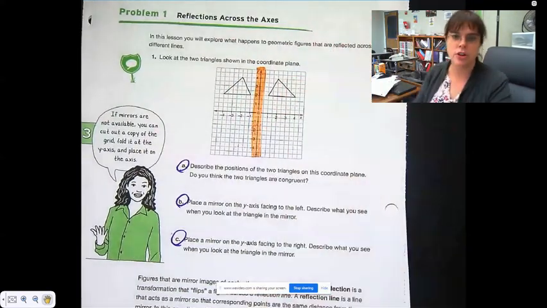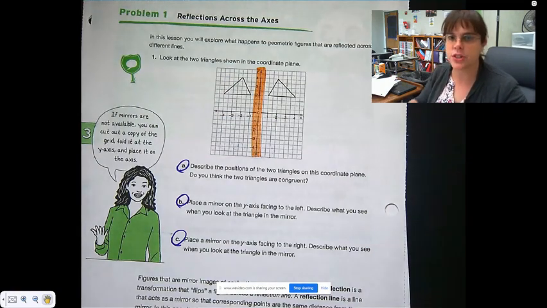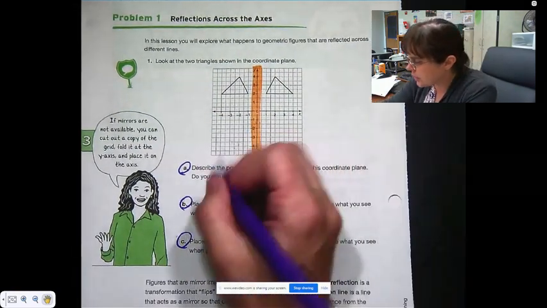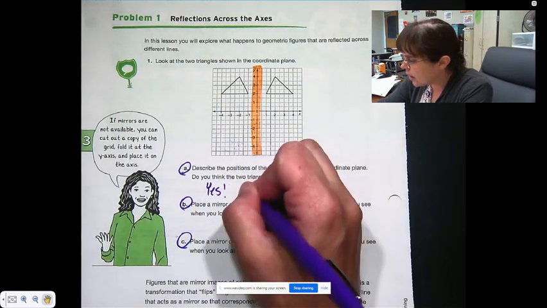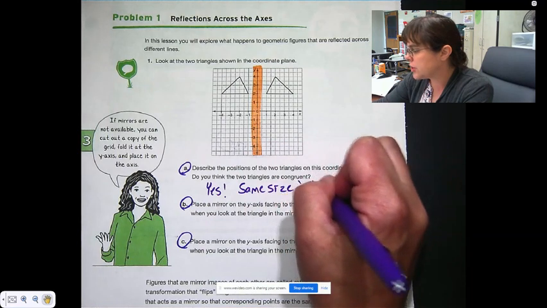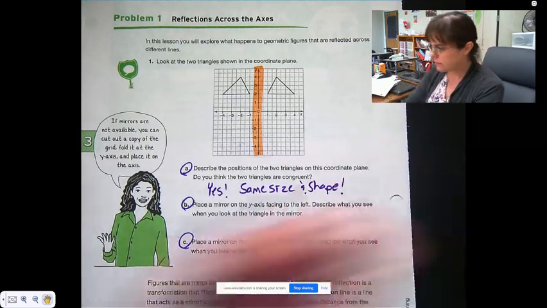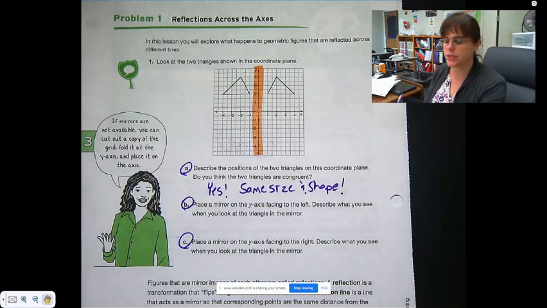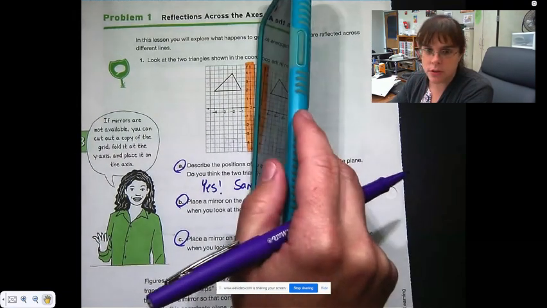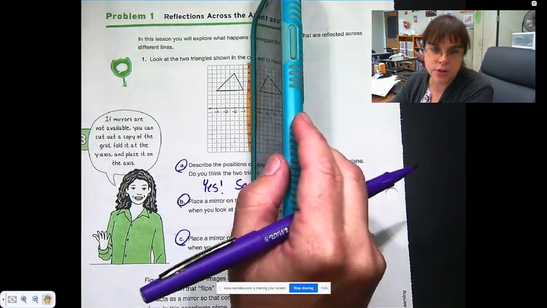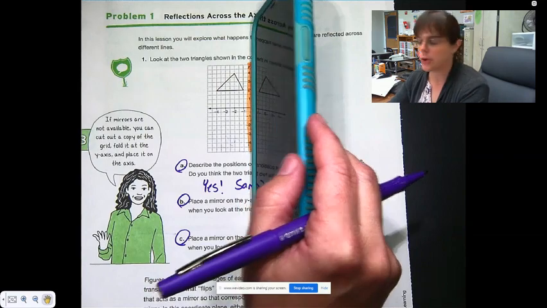All right, by continuing to press play, you've promised you've looked at that and noticed some cool things. Now it says, look at those two triangles. What do you notice? Are they congruent? Yes, they are the same size and the same shape. Place the mirror on the y-axis facing to the left. This is my left. Whoa. You can see that this is the same distance and direction as the other one. In fact, it looks congruent.